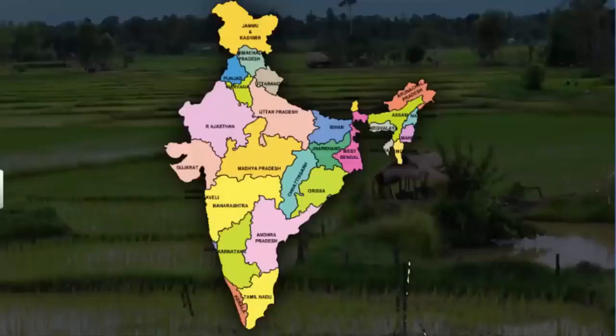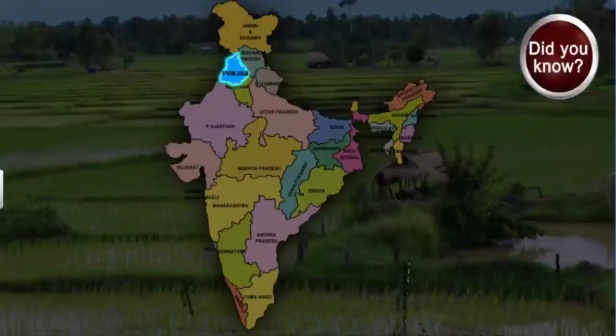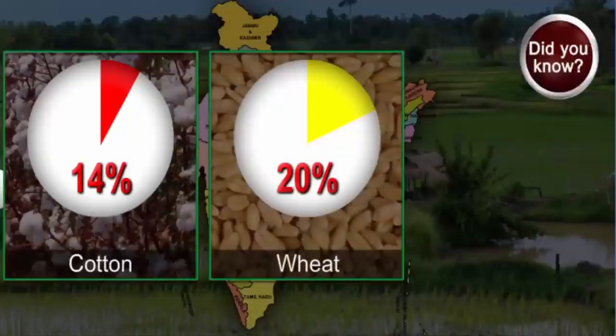The cultivation of a crop can be classified as commercial or subsistence farming, depending on the area where it is grown. Observe this map showing the rice growing areas in India. For a farmer in Tamil Nadu, rice is a subsistence crop since it is his staple diet. However, for a farmer in Punjab, rice cultivation is commercial farming as he does not grow it for personal consumption, but for profit. Did you know Punjab is called the granary of India as it produces 14% of India's cotton, 20% of India's wheat, and 9% of India's rice.